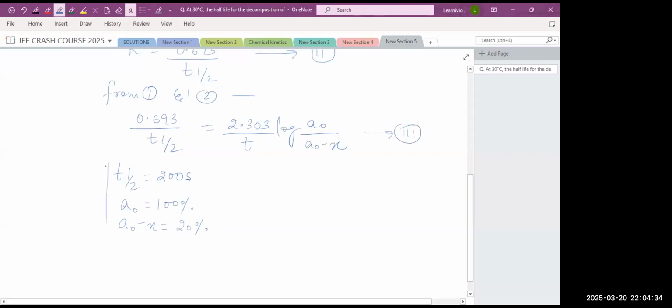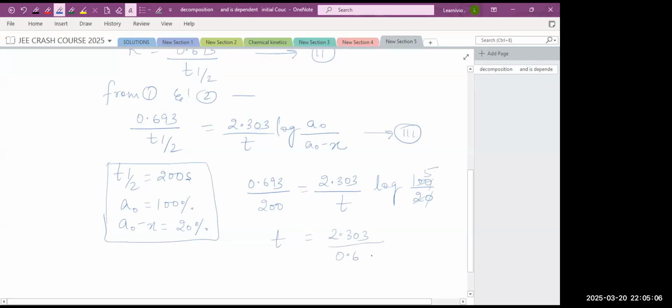In equation 3, 0.693 over T half, which is 200, equals 2.303 over time, log 100 over 80. Okay, now you will get T as 2.303 over 0.693 into log 5.